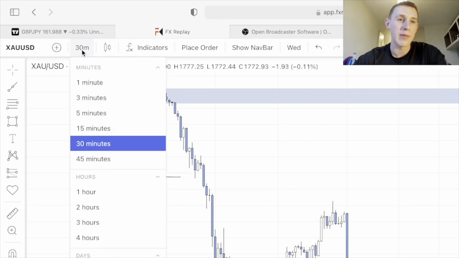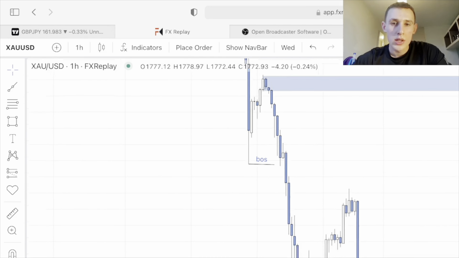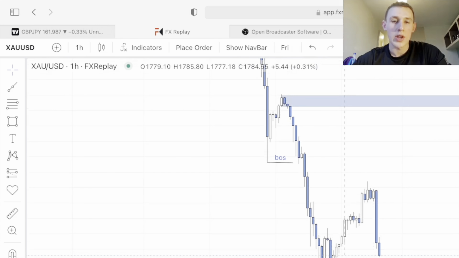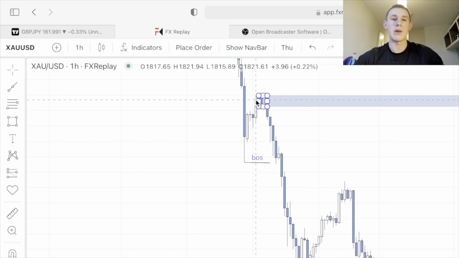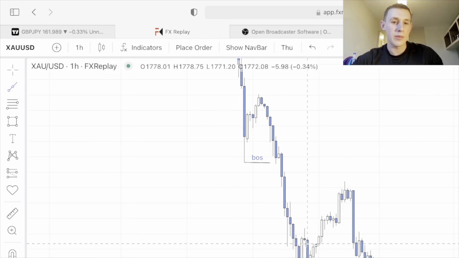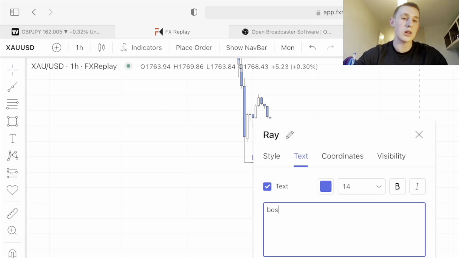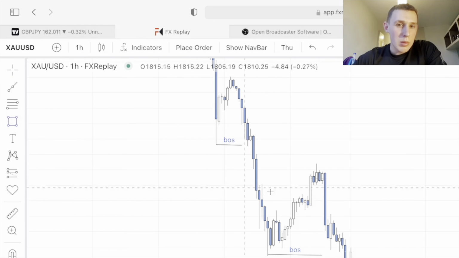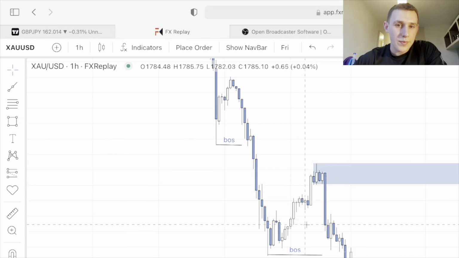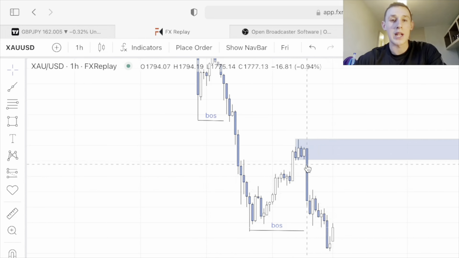So price reacted from that level. Let's see if it breaks structure here. All right, so that one's now invalid. We have a further break of structure just here. Now my area of interest would probably be this zone. We have liquidity below, imbalance, area of supply.